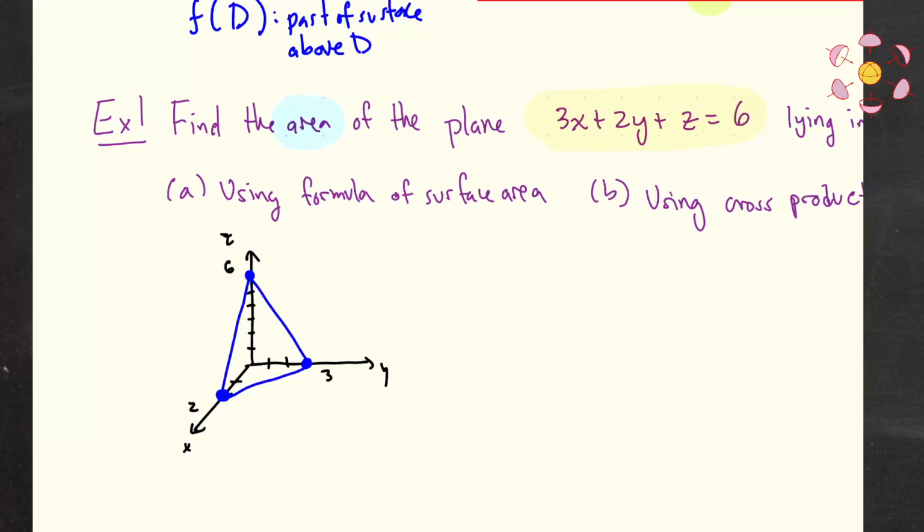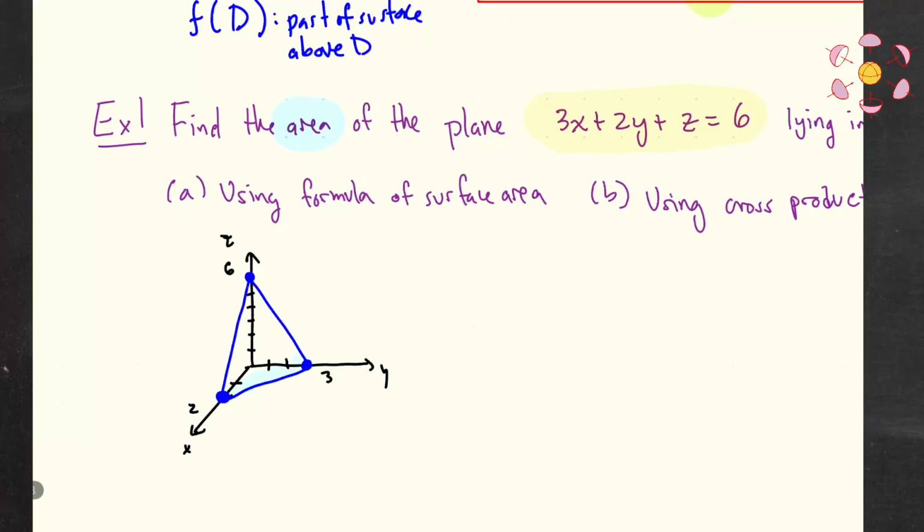And then remember the trick for graphing planes is, once you've figured out the intercepts, you draw lines connecting them, and this is the area of the plane in the first octant. Okay, so let's calculate this using surface area. To use this theory, we have to figure out the domain D, which is right down here in the plane. So what is D?